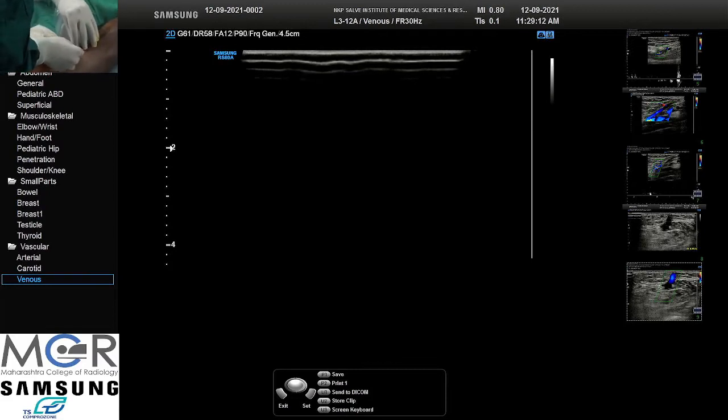I think it has gone into some tortuosity. His veins are quite tortuous, so it would be difficult to negotiate the initial wire. But once the sheath is in, we can go ahead.